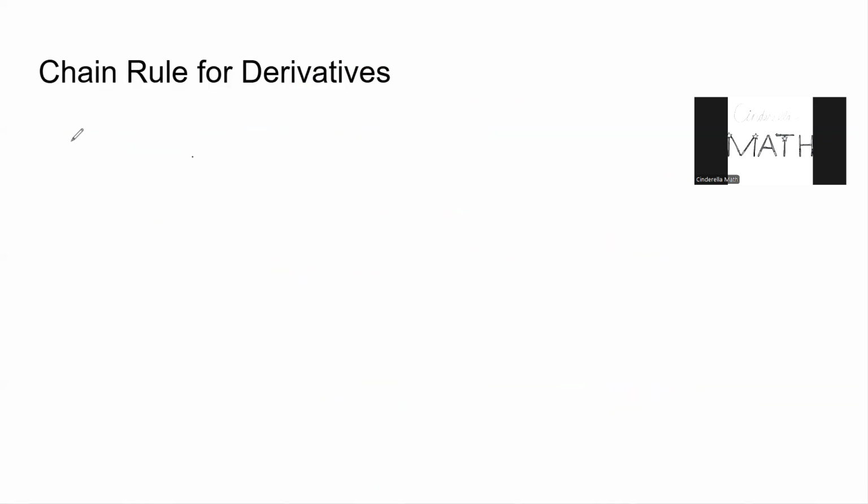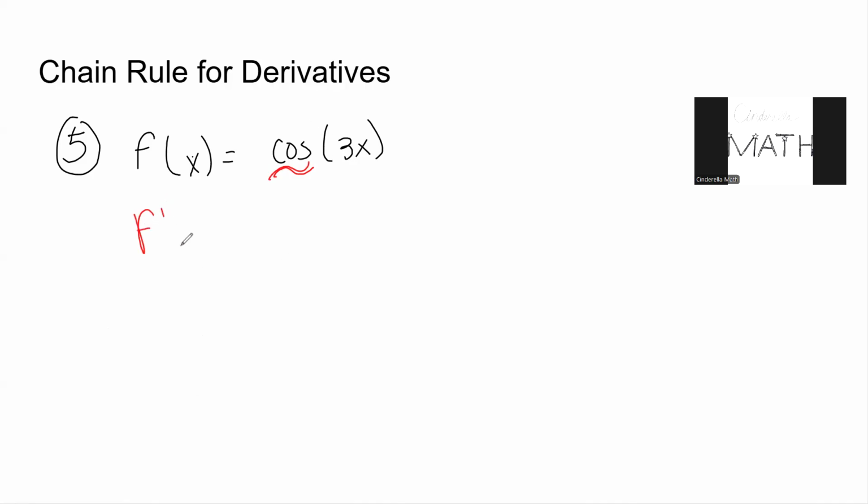So let's look at this guy here. I forgot which example. I think I'm on 5, sorry. f of x is cosine 3x. Okay? The outer function is cosine, so we don't have a power here. This is our outer function. So when we do the derivative, take the derivative of the outer function, which derivative of cosine is going to be negative sine. Keep the inner function.